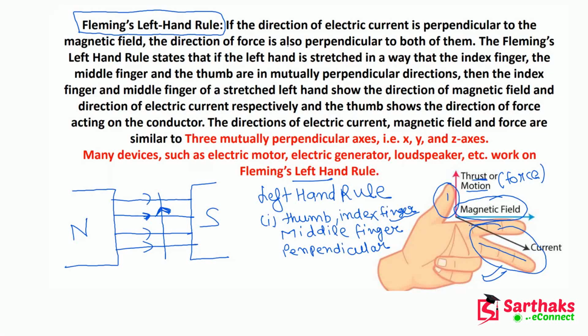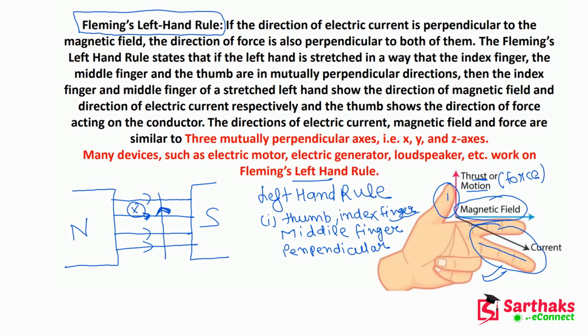Okay, and you have to keep your index finger in the direction of magnetic field. Keep your middle finger in the direction of current, like this. Now your thumb will be showing the direction of force. So what is the direction of force? If you apply this rule here, then the direction of the force will be inside it.